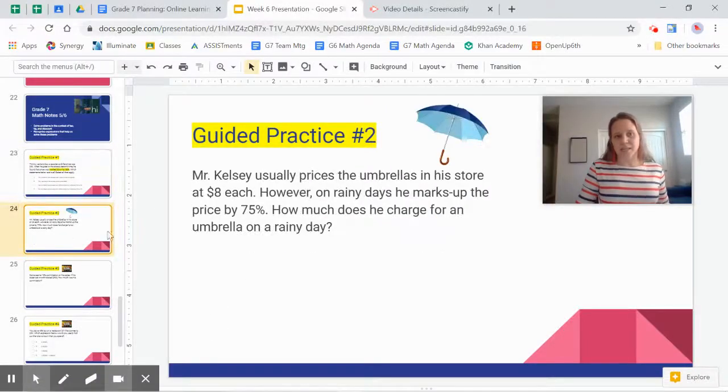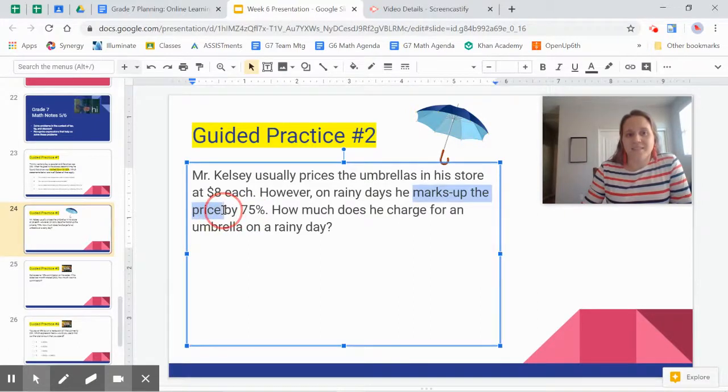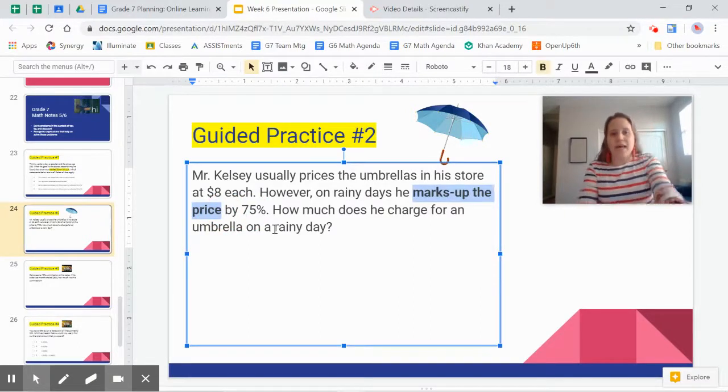Here is question 2. Mr. Kelsey usually prices the umbrellas in his store at $8 each. That sounds like my original amount. However, on rainy days, he marks up the price by 75%. All right, I'm going to bold that. Do you know what marking up the price is? It means increasing the price.